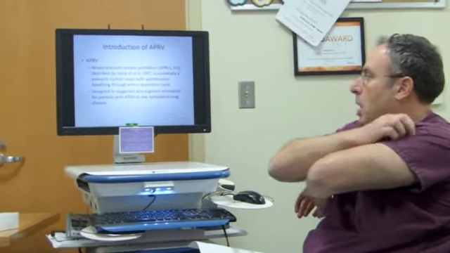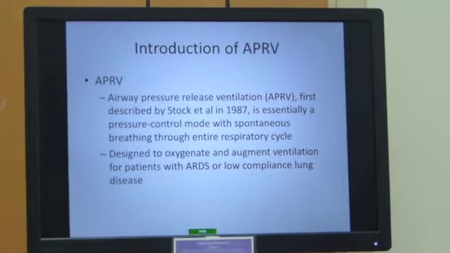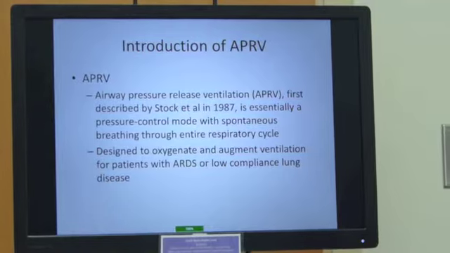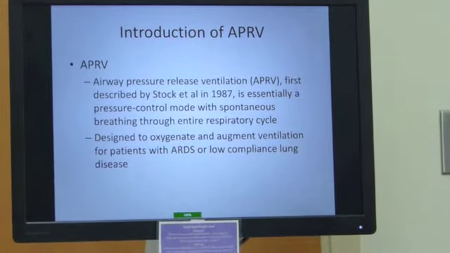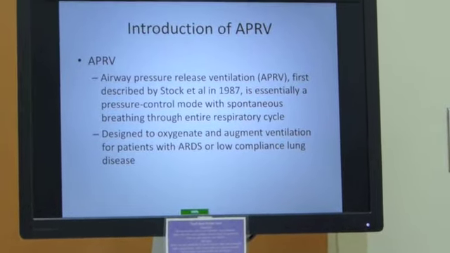So APRV is airway pressure release ventilation. It was first described by Stock in 1987. It's essentially a pressure control mode with spontaneous breathing through the entire respiratory cycle. It's designed to oxygenate and augment ventilation for patients with ARDS or low compliance lung disease.